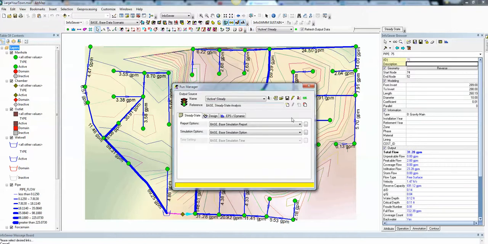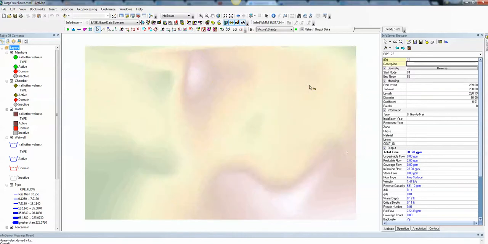Here's our steady state option. It does not do any time values at all. It just gives you the peak values. So we will go ahead and run it. As usual, it always runs really fast.